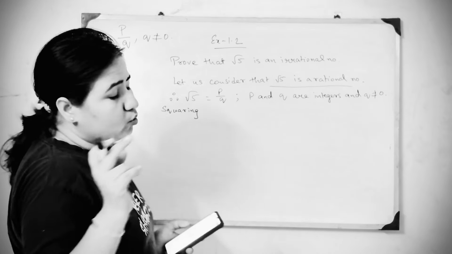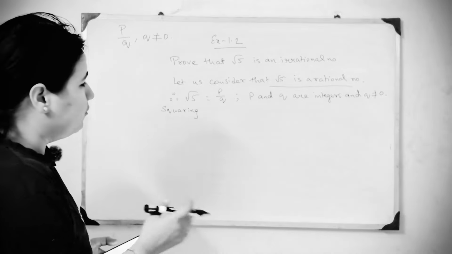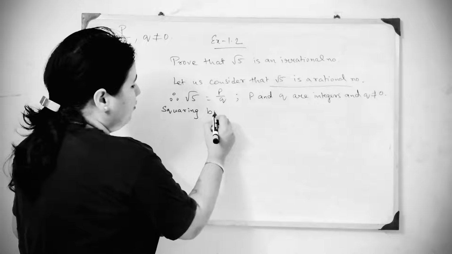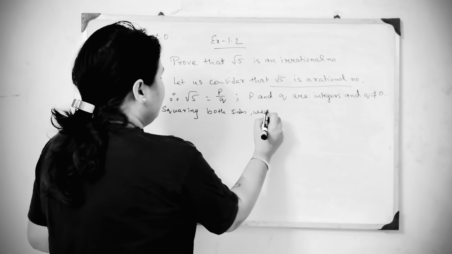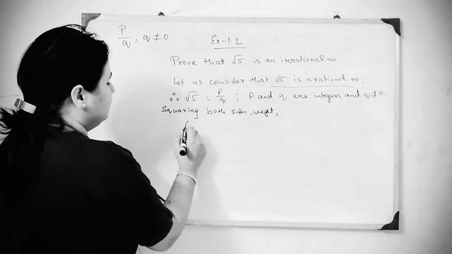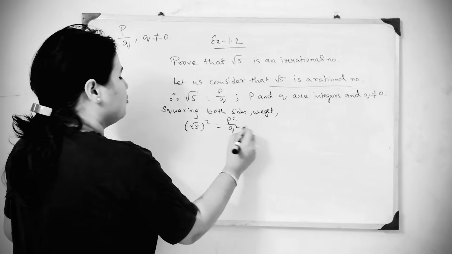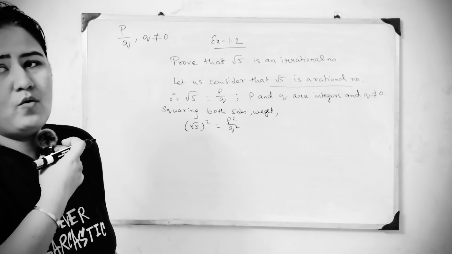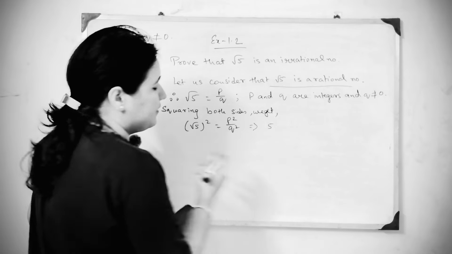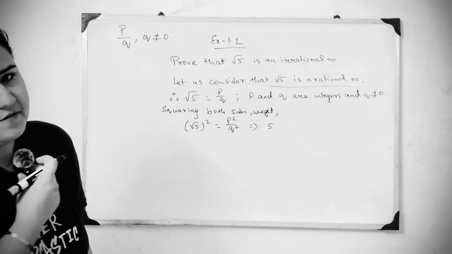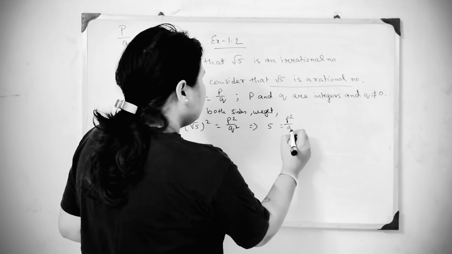The intention of squaring is that, you see, there is a root over here, so I just want to remove the root. Squaring both sides, we get root over 5 whole square equals p square by q square, right? So now we can write this as 5. Root over 5 whole square is 5, and here we can write p square by q square.